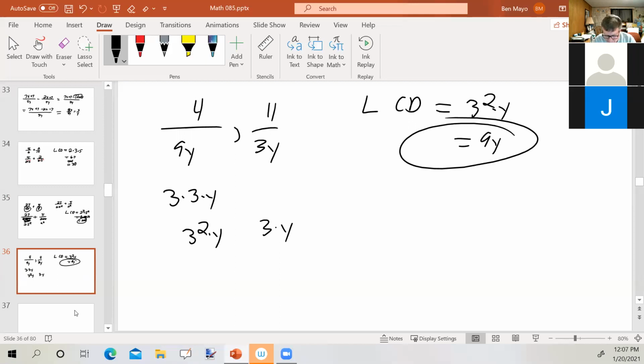So the least common denominator of 3y and 9y is 9y. Okay.